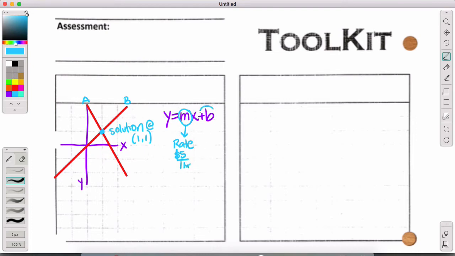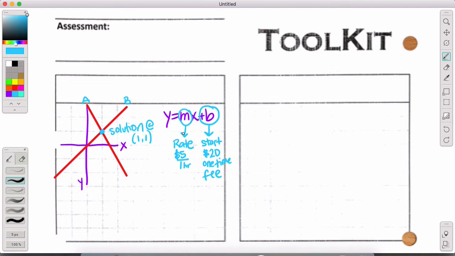And that the B value, it says plus B. In this story, it says a one-time fee of $20. So I'm going to say this is the starting cost. I'll just write start, and it would be $20. $20 one-time fee. So these are some examples of things that I would write if I were you to mark up my toolkit to remind myself.